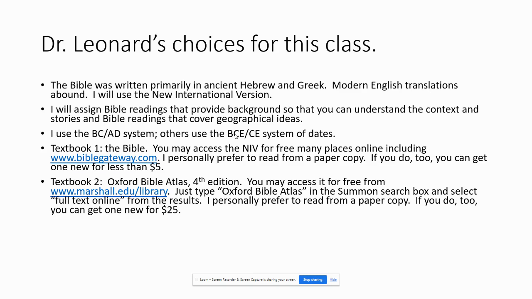So you can get it for free if you want. If you don't and you want to read a paper copy like me, then you can get a new one from Amazon or another bookseller for about $25. So you could invest $0 in textbooks, read them online, or you could invest maybe $30 and have them in paper. Up to you. Either one will work.